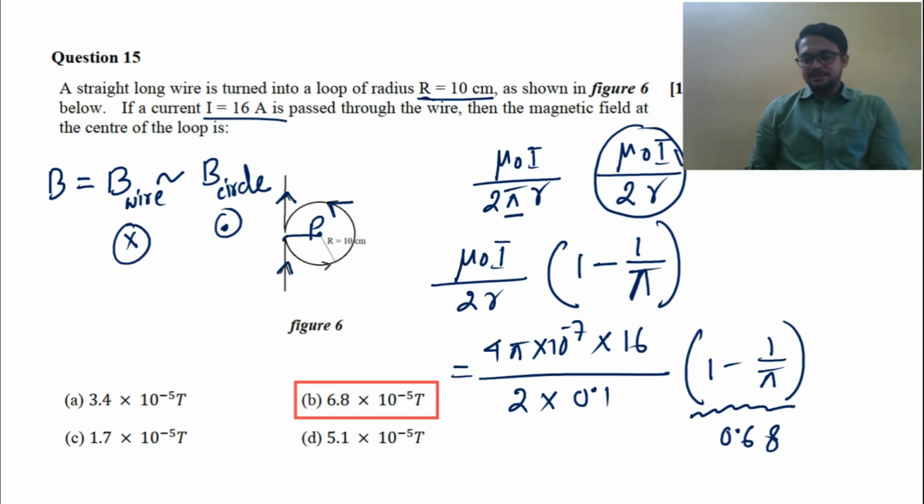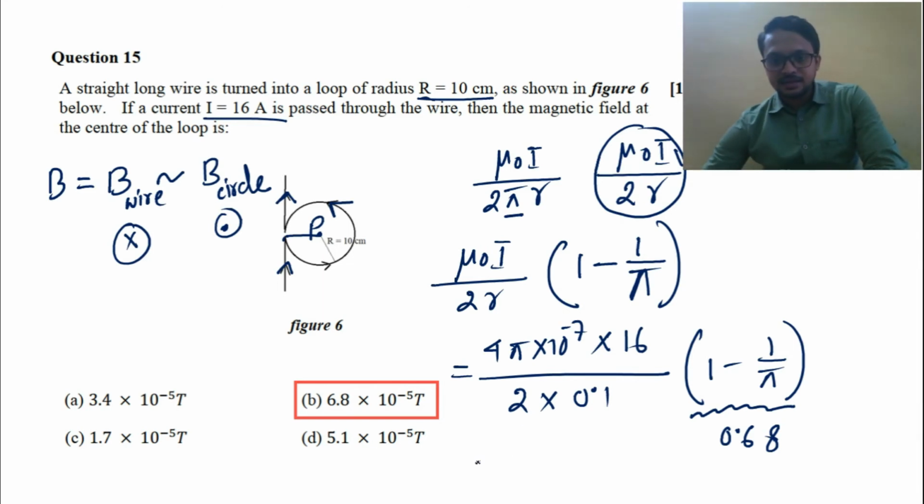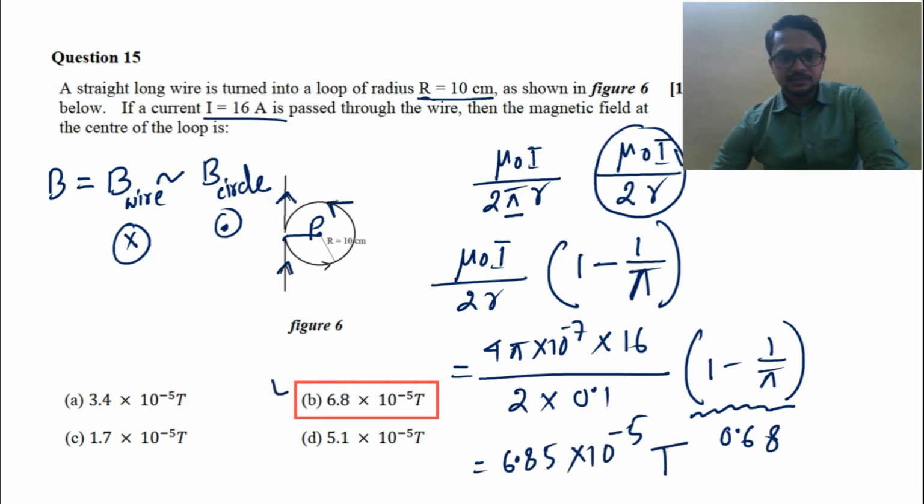So 0.68 into 4 into pi into 16 is the current, into 10 to the power minus 7 by 2 by 0.1. So we are getting 6.85 into 10 to the power minus 5, so we are getting here 6.85 into 10 to the power minus 5 Tesla. So correct option is B.